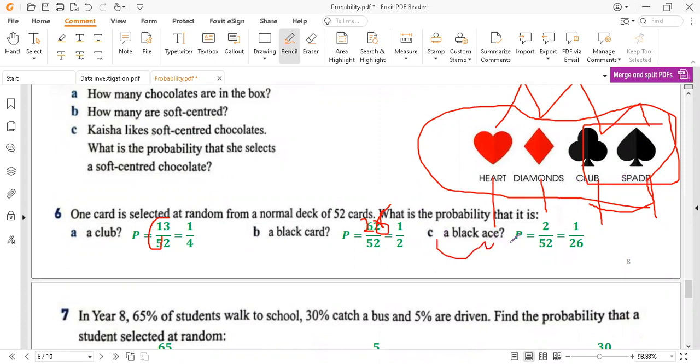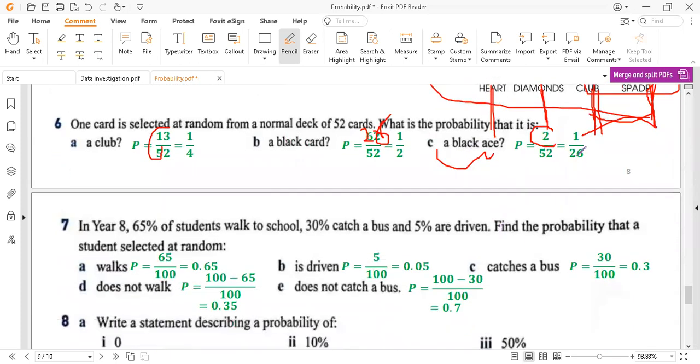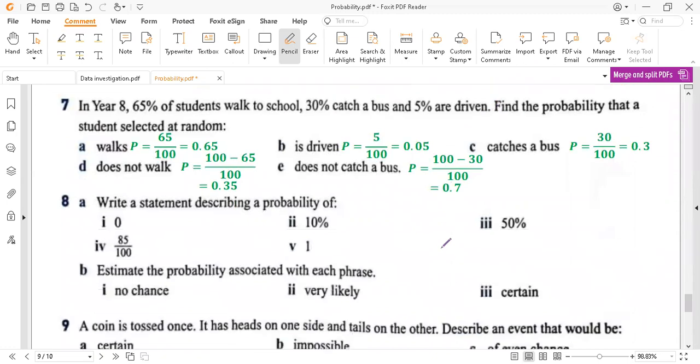And the black ace: we have only 2 black aces. In each type, we have 1 ace, so we have 1 ace here and 1 ace here. We have 2 black aces. So 2 from 52, which is 1/26 as a reduced fraction.